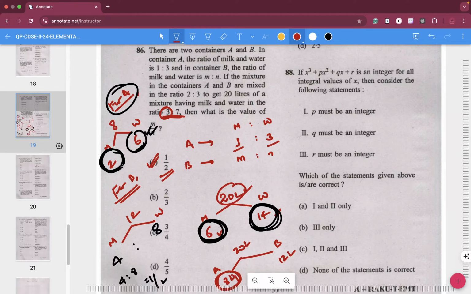It looks complicated, but honestly, this is not at all a complicated question, folks.